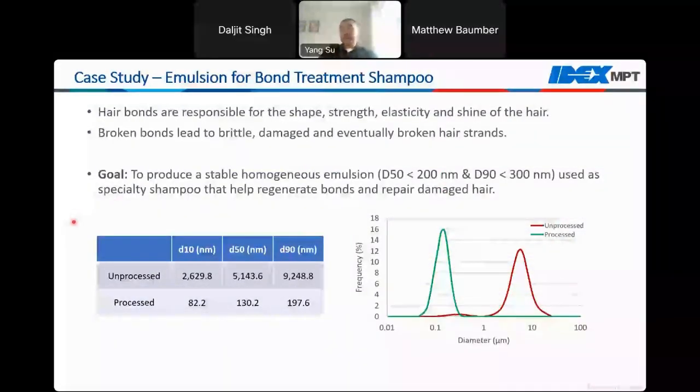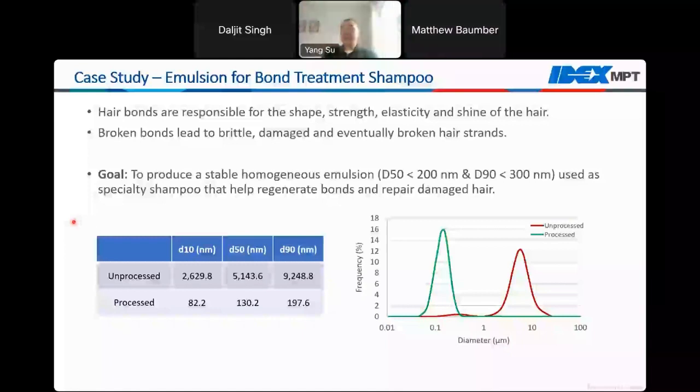The second case study for emulsion is a formulation developed for a specialty shampoo. This shampoo was developed for bond treatment because bonds are very important because they're responsible for healthier hair. When bonds are broken, it can lead to brittle, damaged, and eventually broken hair strands. So this is not a regular daily shampoo. It's a specialty shampoo.